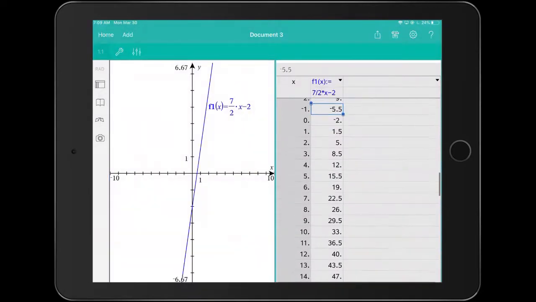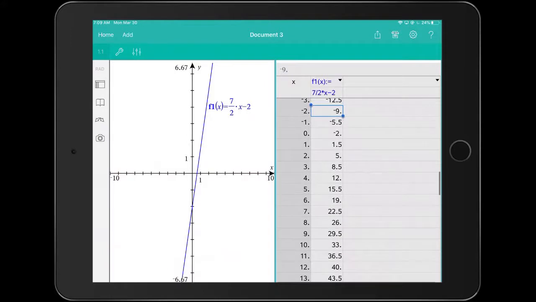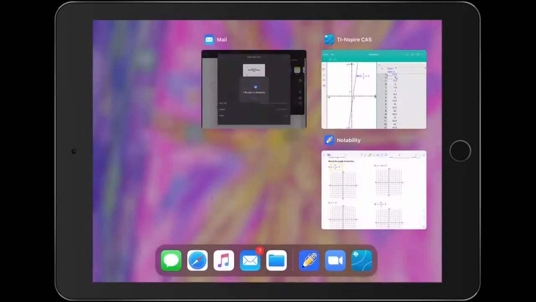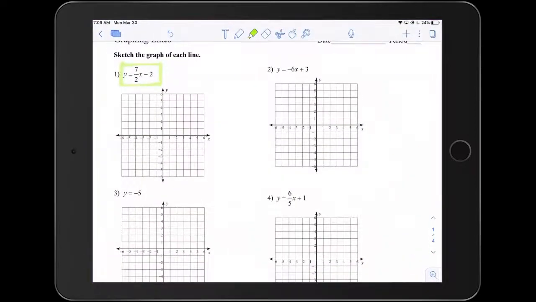So remember, we really just want to graph our whole number coordinates. So negative 2, negative 9 is going to be a little bit too low for me to graph. So I'm going to start at 0, negative 2, and then go from there. And plot the point 0, negative 2, and then 2, 5. And 4, 12 might be too big as well. So we're going to plot the point.